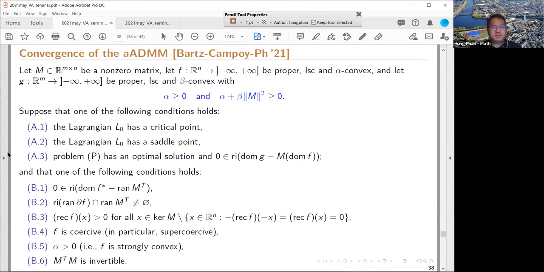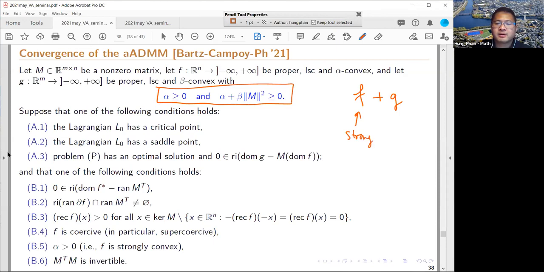So here is the big result that we obtained from the work with Ruben and Sadie. We will minimize the sum of the functions, f plus g, where f is alpha-convex and g is beta-convex, such that this blue condition is satisfied. This is the critical part: f is always strongly convex, or at least strong, or monotone, and g is like a weak counterpart. And we cannot flip the roles.